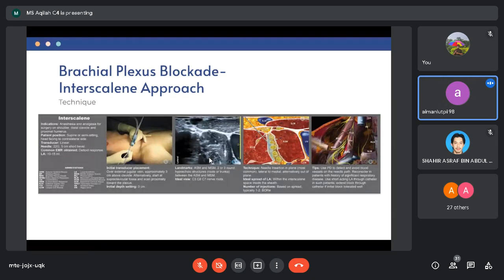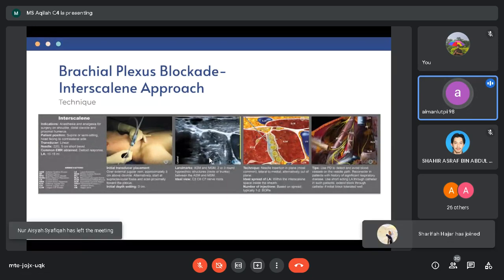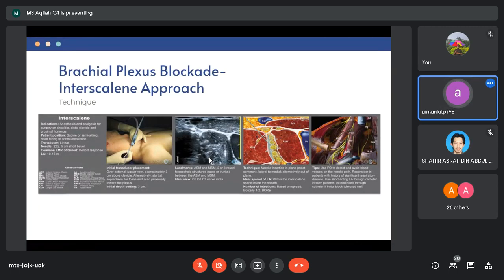So the technique of the interscalene approach is, first we have to place the transducer over the external jugular vein. Difficult to see, I think, but it's okay. Then, like I said, 3 centimeters above the clavicle, we can start at the supraclavicular fossa and scan proximally to the plexus. The landmarks on ultrasound are the anterior scalene muscle and middle scalene muscle. In between these two muscles, there are roots and trunks. This is where local anesthetic drugs spread, which is within the interscalene space inside the sheath.